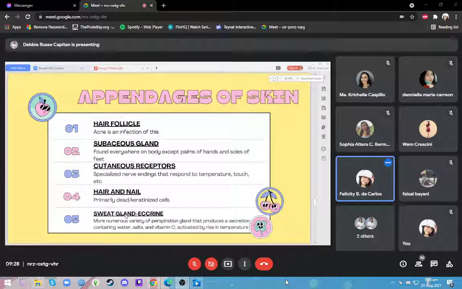Number two, this is found everywhere on the body except palms of hand and the soles of the feet. This is sebaceous gland. Number three, specialized nerve endings that respond to temperature, touch, and etc. Our answer is the cutaneous receptors. Number four, primarily dead or keratinized cells. Our answer is hair and nail. Number five, more numerous variety of perspiration gland that produces a secretion containing water, salt, and vitamin C activated by rise in temperature. Our answer is sweat gland eccrine.